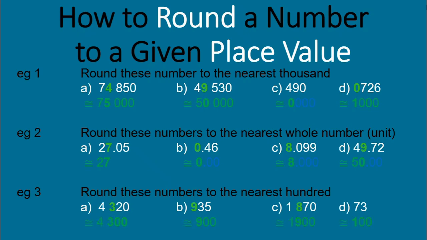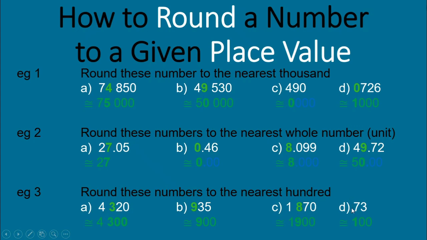Answers to example 3. Rounding these numbers to the nearest 100, a 3 with a 2 next to it will still be a 3. A 9 with a 3 next to it will still be a 9. An 8 with a 7 next to it, that is 5 or higher. That's going to round that 8 up to make it a 9.